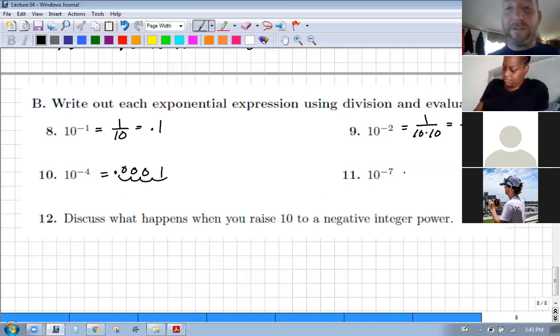So 10 to the negative 7th, start off with 1. We go 1, 2, 3, 4, 5, 6, 7. 7 decimal places. So notice there's 6 zeros there. So when you raise 10 to a negative integer power, you're moving the decimal to the left 1 unit for each power.